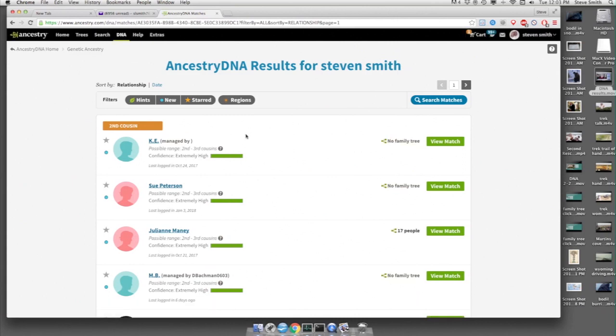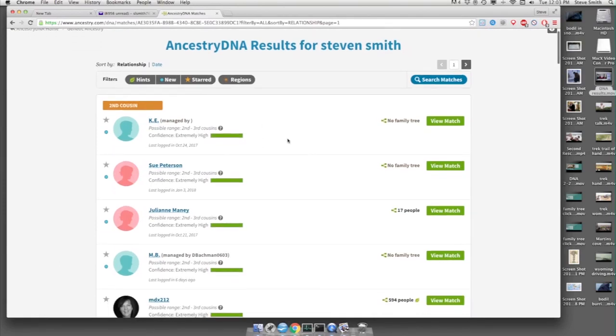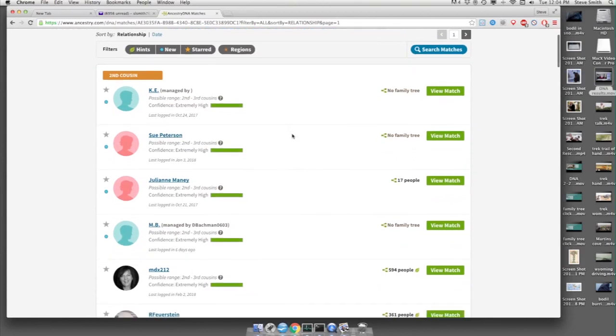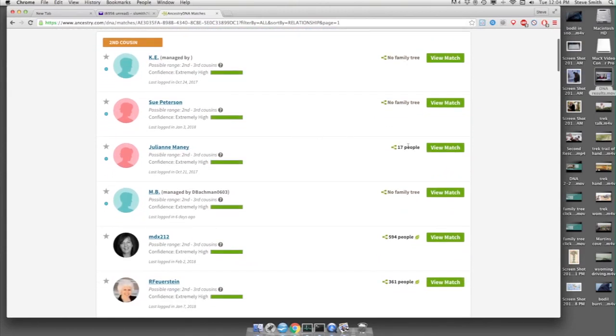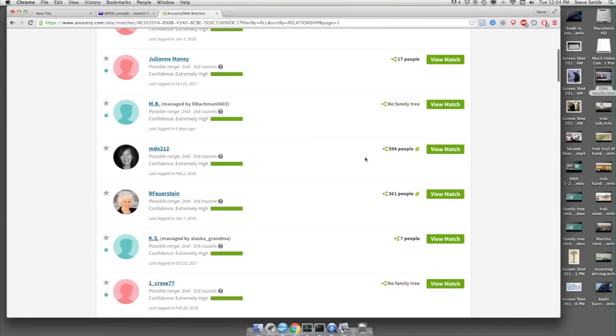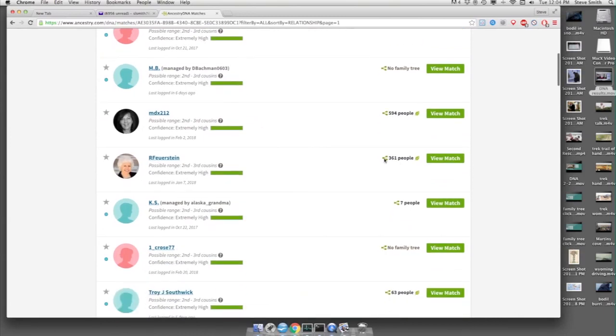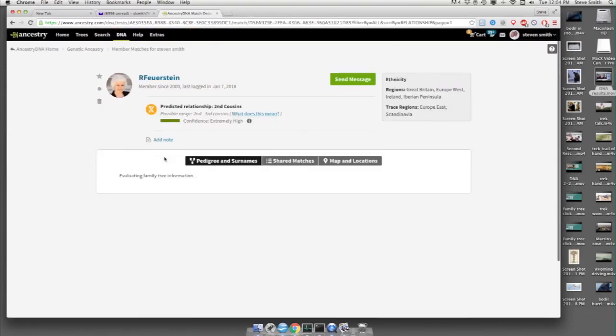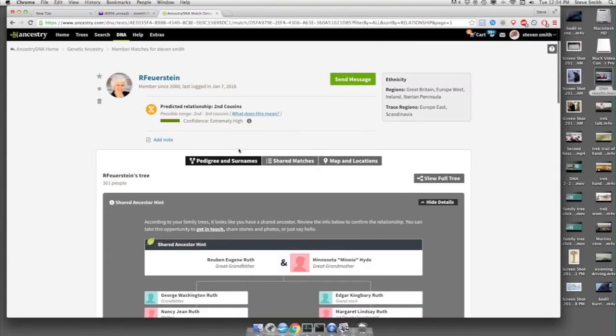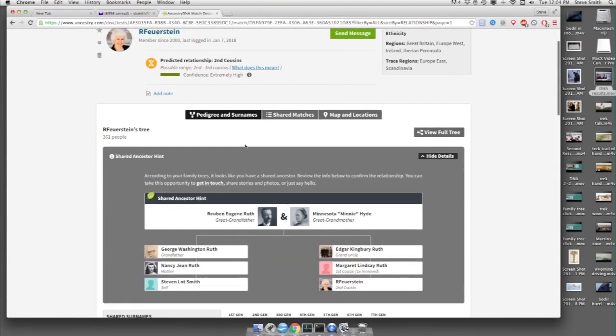Okay, these are my other people who have taken the DNA test and are in the AncestryDNA system. And whenever you see something over here, like a certain number of people here, that means they started a tree or got that many people into their tree. Like this lady has 594 people on her tree. This lady has 361. Seems like I recognize this face. I don't know.